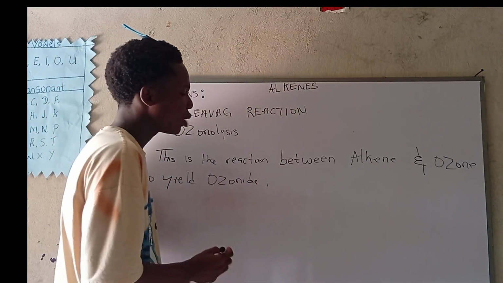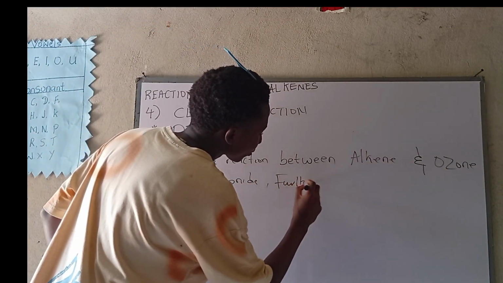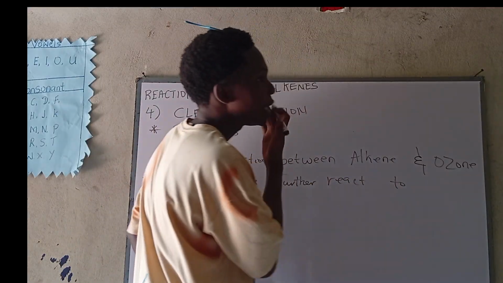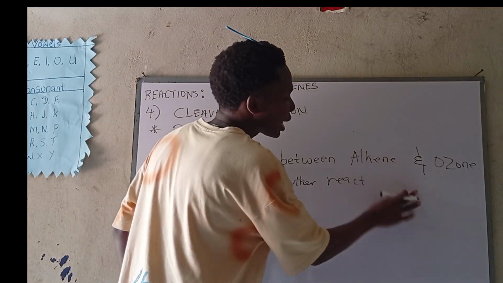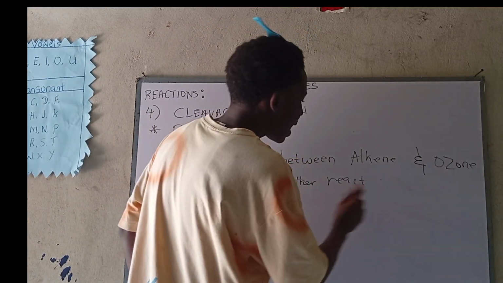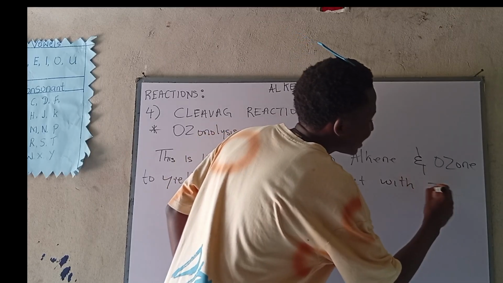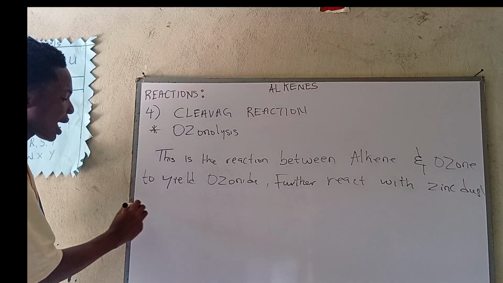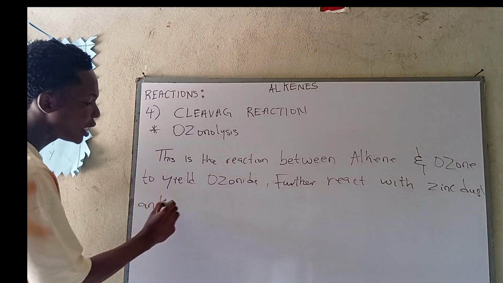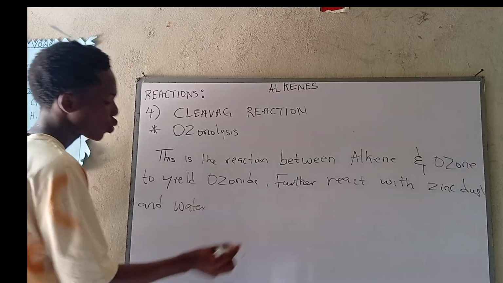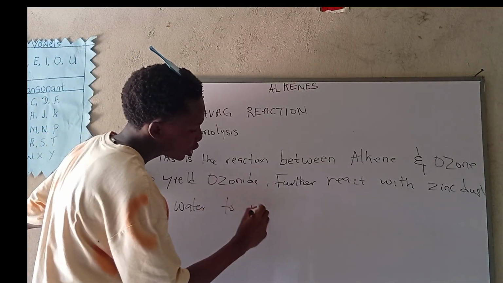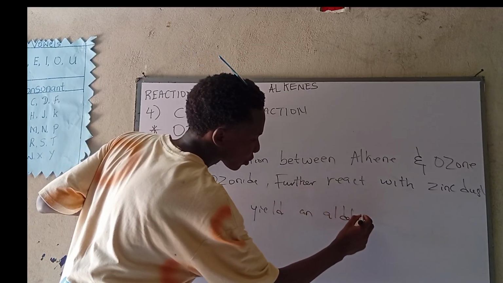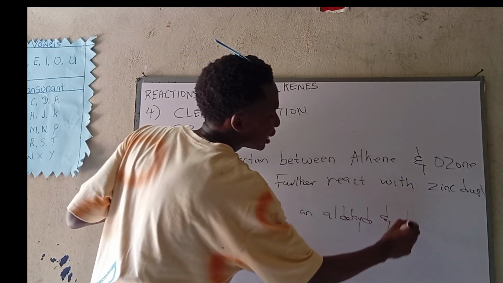Now it doesn't just stop there. The ozonide further reacts. It does not react alone. It reacts with what and what? It further reacts with zinc dust and H2O, which is water, to yield an aldehyde and a ketone.